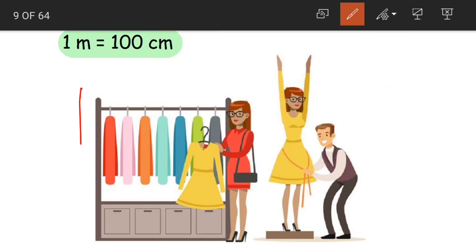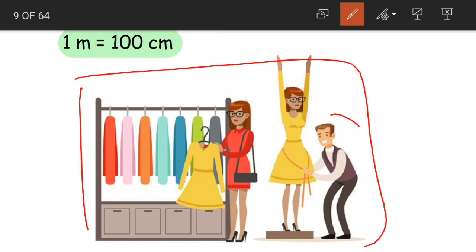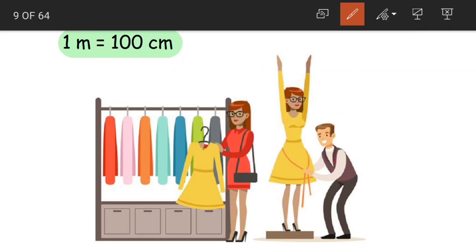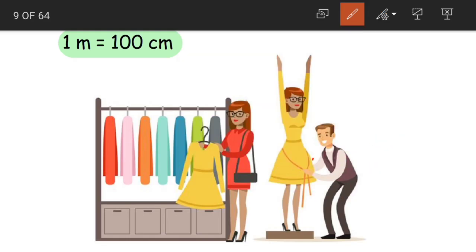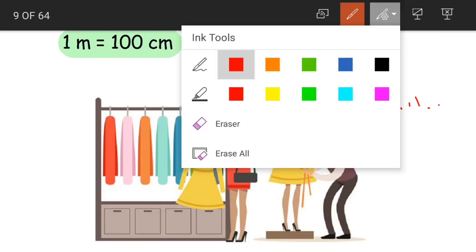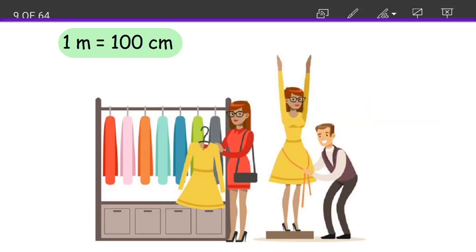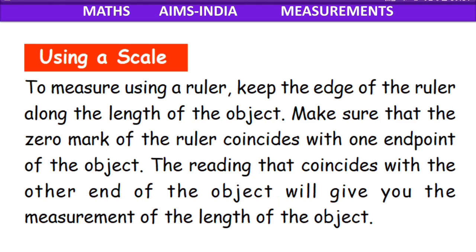And what are you able to see in the picture here? See, this is our tailor. He is our tailor and he is taking the measurements. Can you see this, children? This is our meter tape. It looks like a ribbon, but if you observe it clearly, if you take a closer look at it, you will have markings on it. Just like we have on a ruler or a scale, we have markings on our meter tape as well to measure the length in meters.